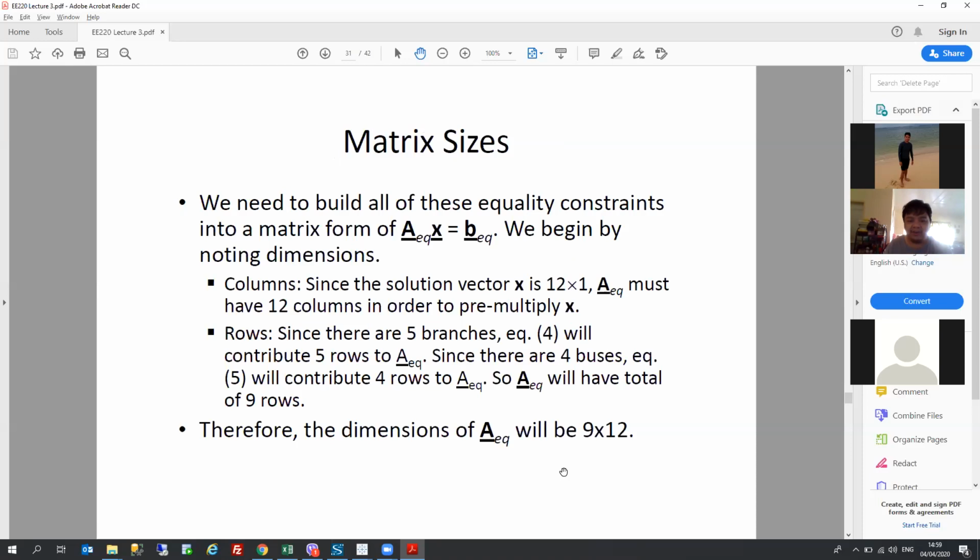Pero yung number of rows mo naman, okay, is based on kung ilan yung how those equations will be constrained through the number of branches and buses. So ilan ba yung branch and bus natin? We have 5 branches again and 4 buses. So now we have a total of 9 rows. So now our A equivalent will be 9 by 12.